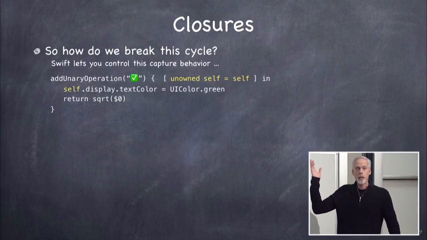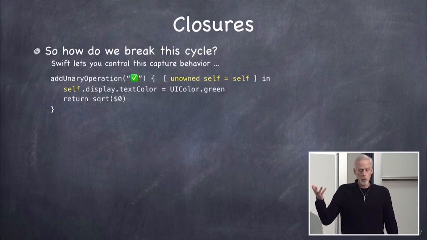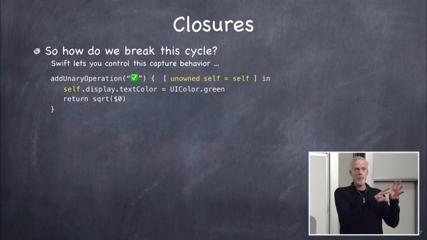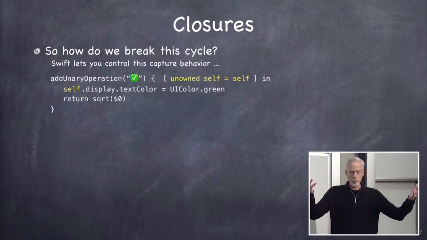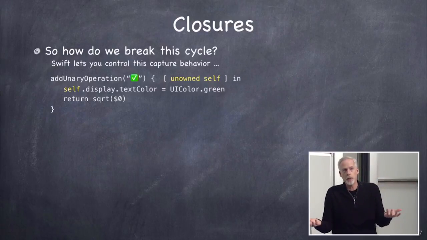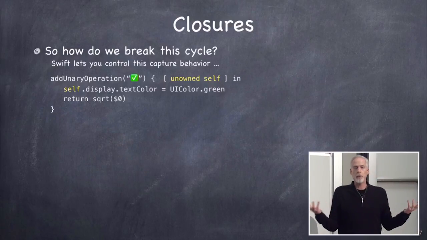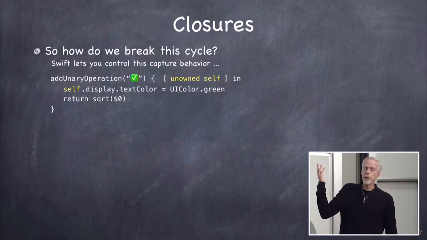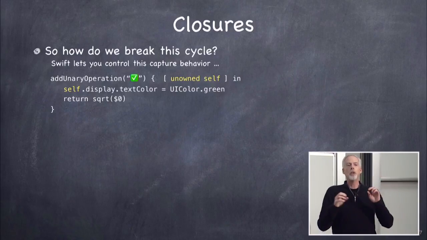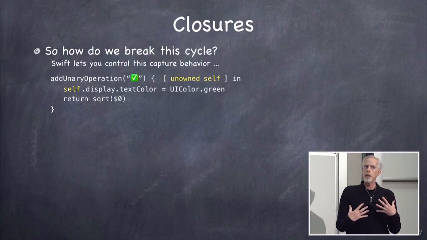Oh, by the way, it doesn't have to be called me. I could say unowned self equals self. In other words, the local variable can shadow or have the same name as the more global variable self. In fact, if I just say unowned self, that's the same as saying unowned self equals self. So this is a lot of times how we'll break a cycle. We'll say unowned self. And that basically means inside this closure, you can assume that self is in the heap.